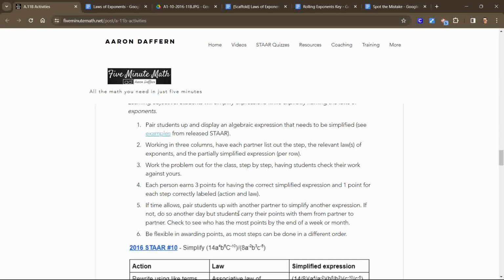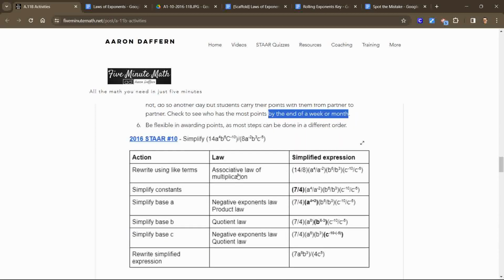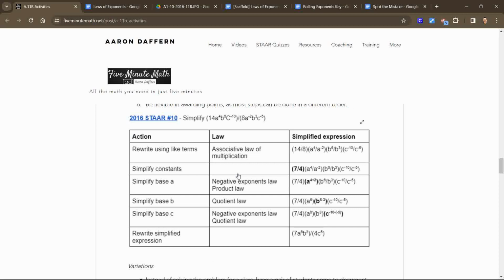So everyone gets a chance to work with somebody else, and they're just keeping track of their points. At the end of the day, maybe you give them a prize or something, but it really doesn't matter too much what they earn, maybe bragging rights. Really, they're just going to practice working on simplifying these and explicitly writing the actions and laws.